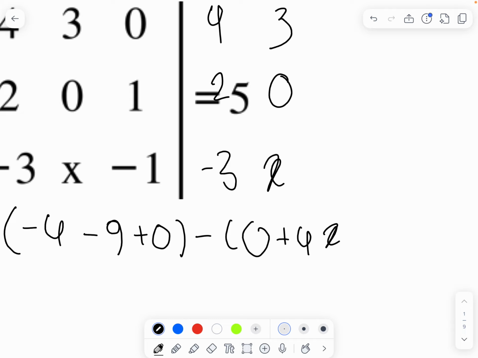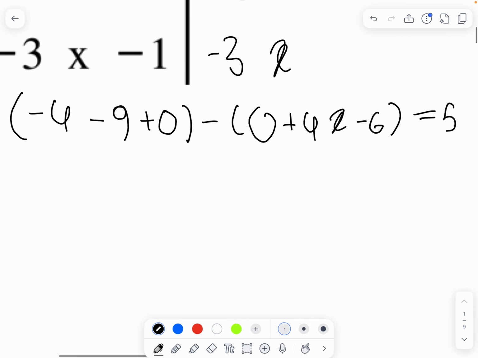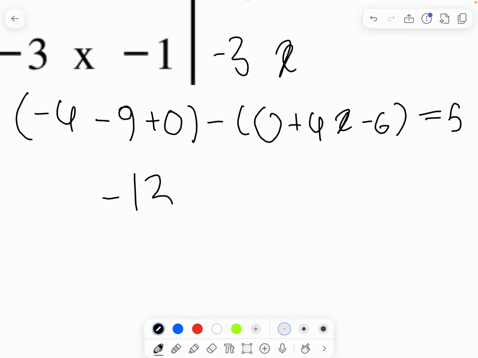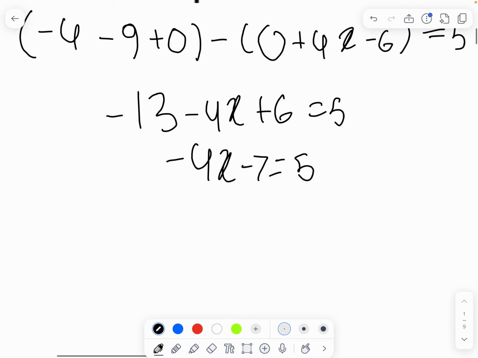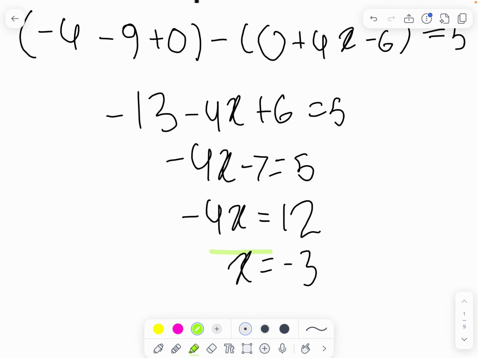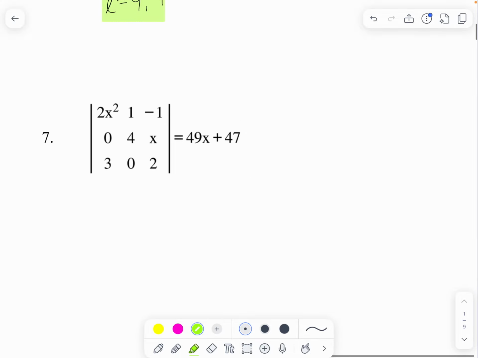And then 3 times 2 is 6. 6 times negative 1 is negative 6. That equals 5. Simplifying everything down, we have negative 13 minus 4x plus 6 equals 5. Negative 4x minus 7 equals 5. Negative 4x equals 12. And x equals negative 3. And that is our second to last question. Now let's move on to the last one.